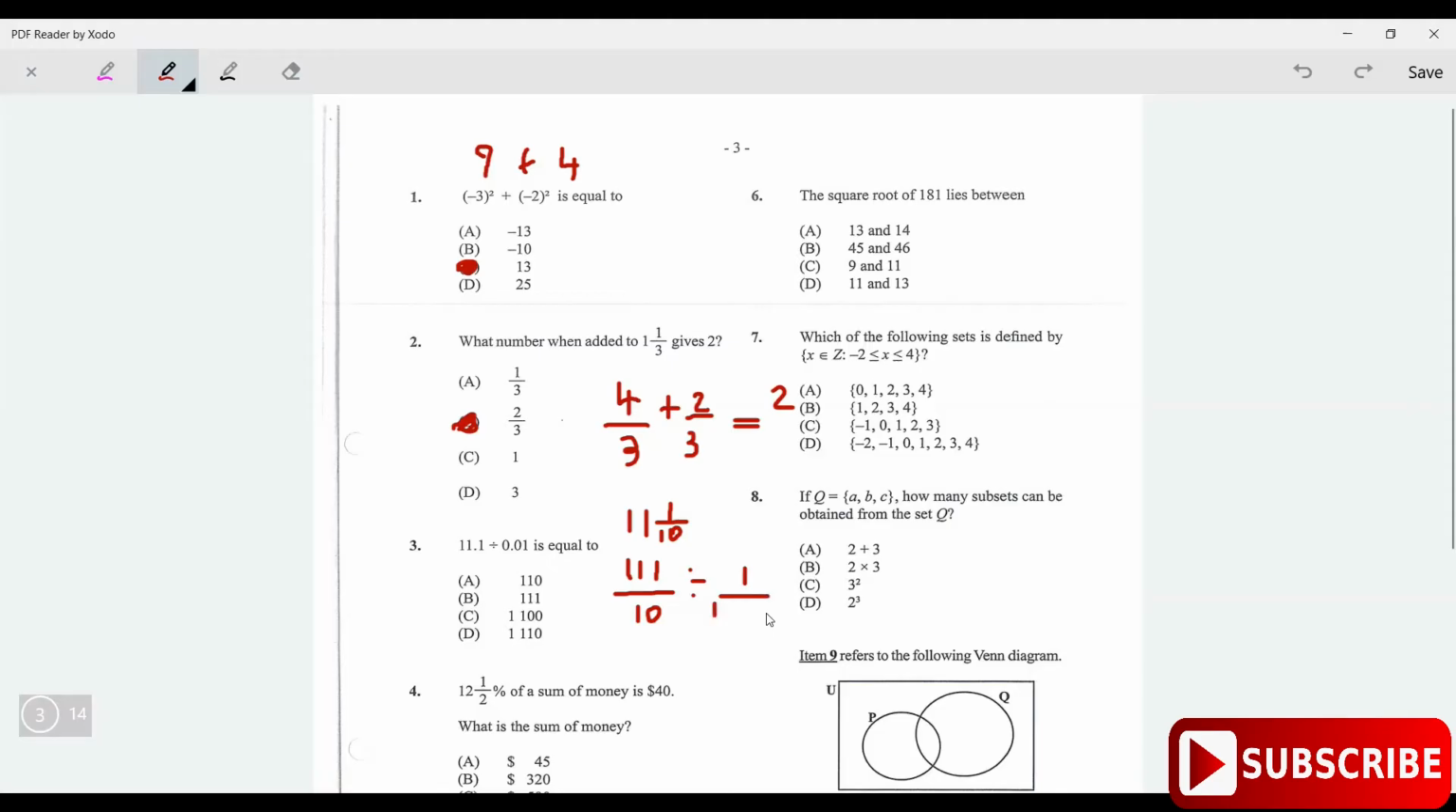And you know what they say? When you're dividing, you reciprocate it and flip it to multiply. So you change it to multiply, so you have 111 over 10 multiplied by 100. And so this 0 cancels this 0. And so it's 111 times 10. And 111 times 10 is 1,110. Easy question.